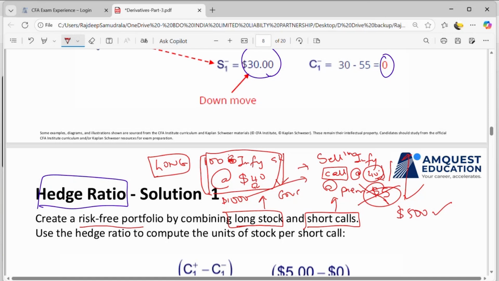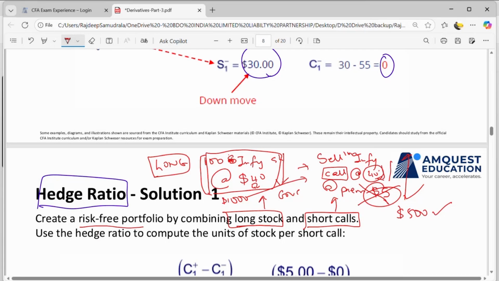Is that not making sense? So what are you doing by doing a short call? You're earning premium, and in case it goes up, you have nothing to lose. But in case it goes down, you have the entire premium in your pocket, and the shares are anyway with you, which you can average out. Is that clear? This is the concept of hedge ratio.